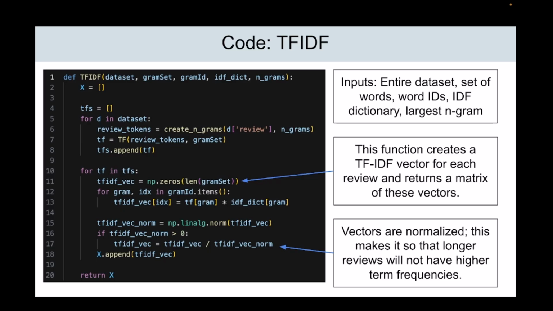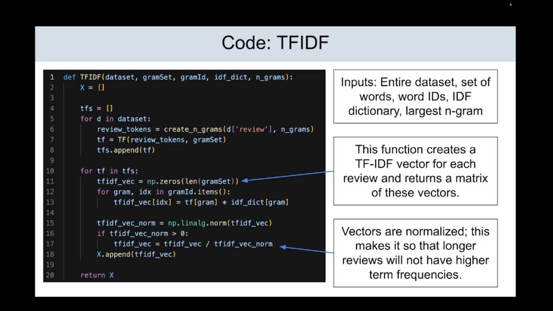Now that we have the TFs and DFs, we can create our TF-IDF function, which is responsible for creating a matrix of the TF-IDF vectors. This function works by looping through the entire dataset and calculating the term frequency for each review. Then using these term frequencies, we're able to create TF-IDF vectors for each review by multiplying the term frequency and IDF of each word in that review, and we do this for every single review. After that, we're able to append these vectors to our overall matrix and return the overall TF-IDF matrix.